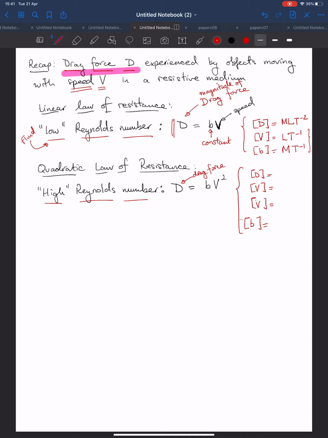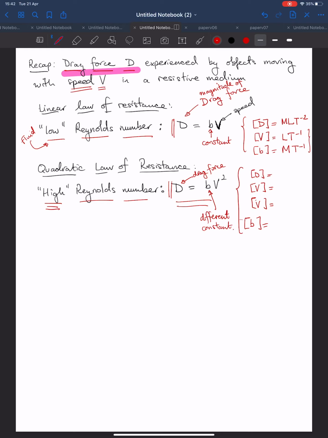Now, what about the quadratic law of resistance? Well, we say this holds for sufficiently high Reynolds numbers. So that's a fluid that is characterized by this property, the Reynolds number. Now, in this case, what we have is the magnitude of the drag is equal to some constant, again, multiplied this time by the square of v. This is a different constant to the formula above now. So this is a different constant.